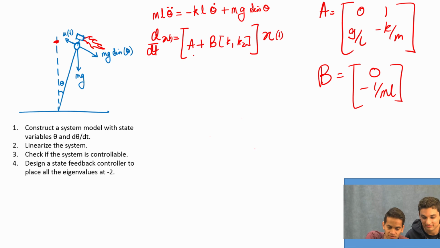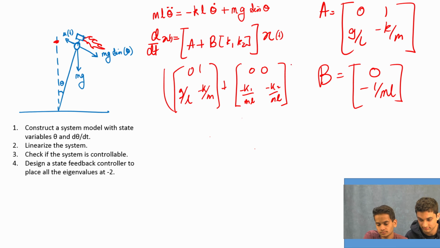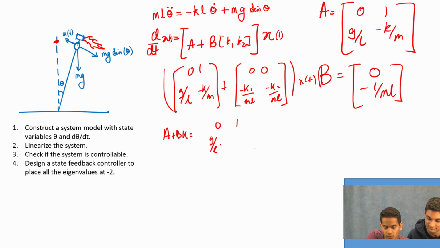So our A plus BK matrix: you have 0, 1, G over L, minus K over M. Plus your B times K, you end up with 0, 0, minus K1 over ML, and minus K2 over ML. Putting this together, A plus BK is equal to 0, 1, G over L minus K1 over ML, minus K over M minus K2 over ML.